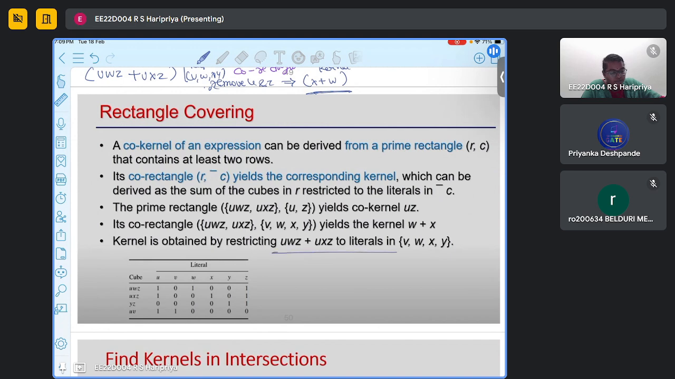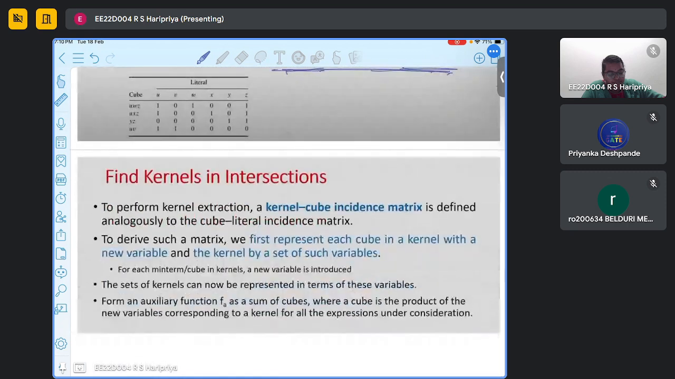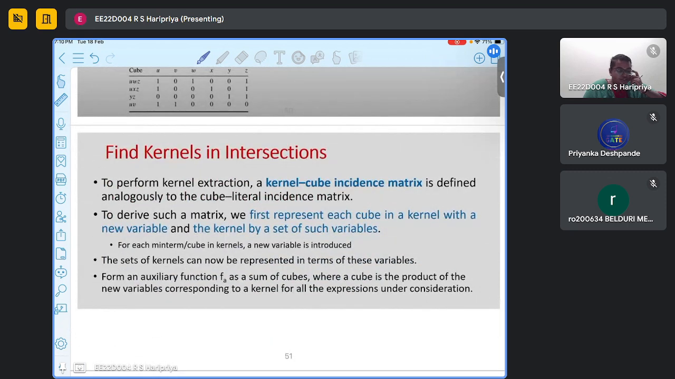Yeah, so here if this is the kernel, from this expression we can get what is the kernel by keeping these terms and removing the terms of uz, and this uz is the co-kernel. So we have seen how to find the kernel.